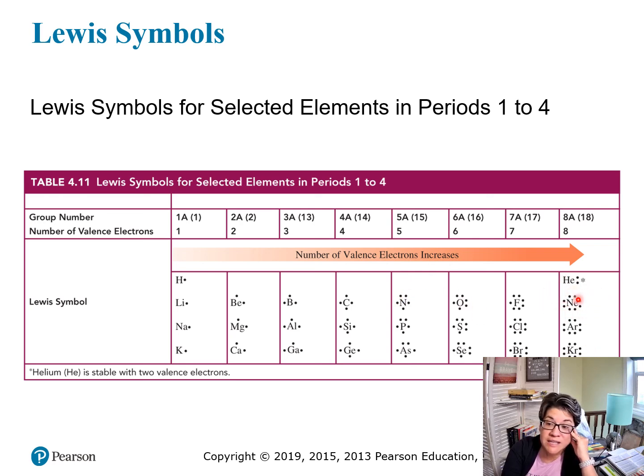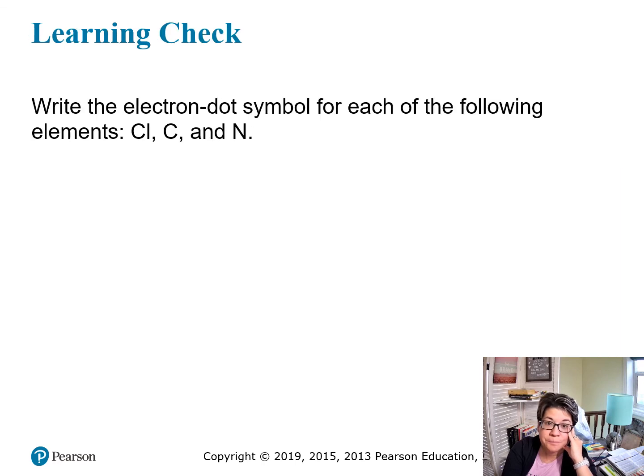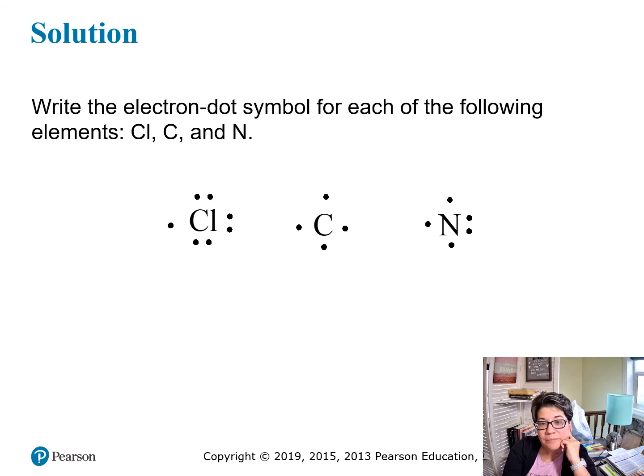It can have 8 outer electrons, and it's set in pairs. So all of these want to be like neon and have 8 outer electrons. Hydrogen wants to be like helium and have 2 outer electrons. So that's how we draw Lewis structures. See if you can draw the electron dot symbol, the Lewis structure for these 3 elements, and I'll show you what they look like. So there they are, and you put them in pairs if you have more than 4.